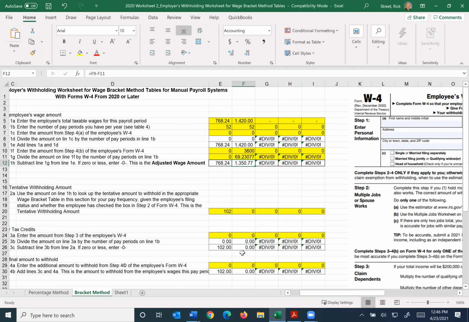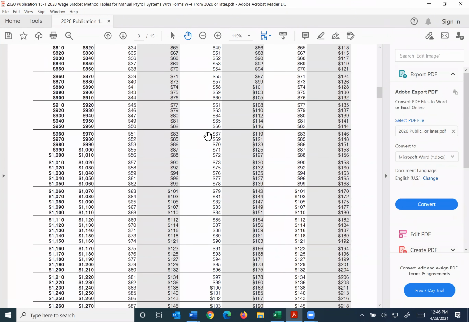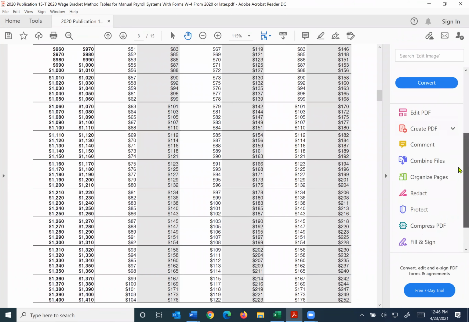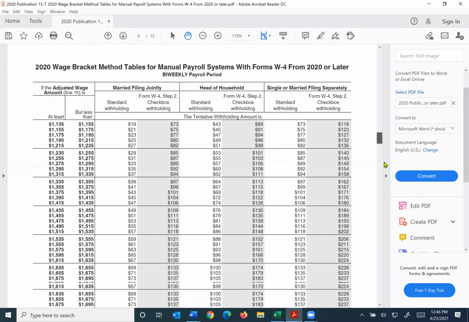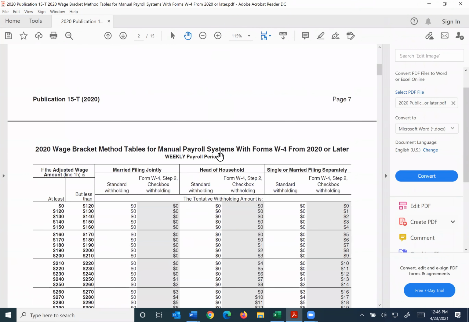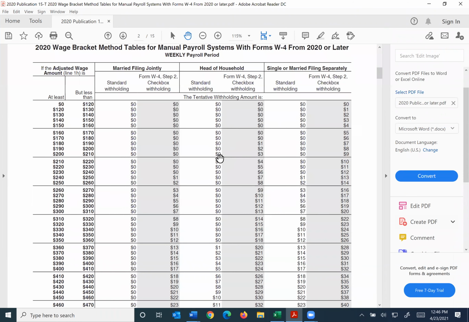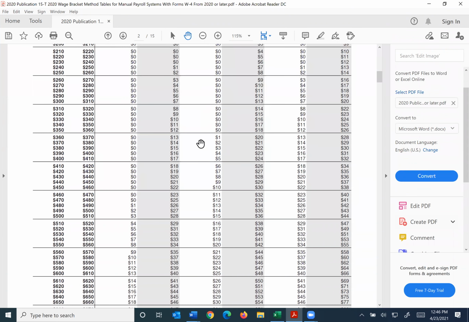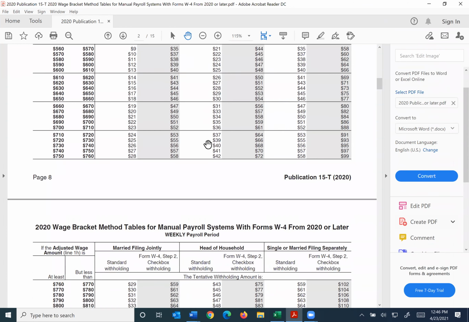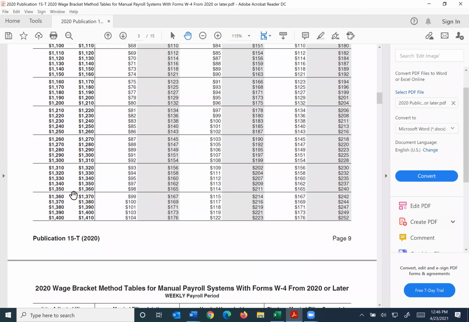1350.77, so we use our wage bracket table. Again, it's weekly, and you have to be careful because if it's anything other than weekly, you've got to go way down on these tables like this. So again, we're at weekly. And the taxable wages are 1350.77. We look for 1350.